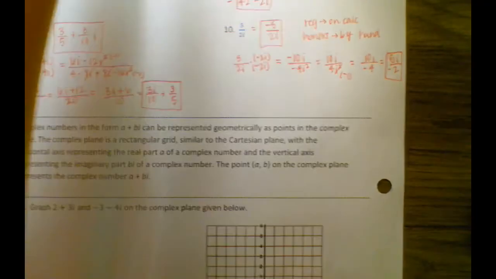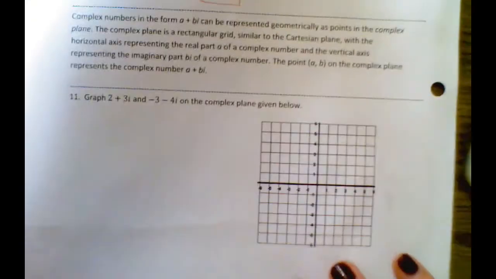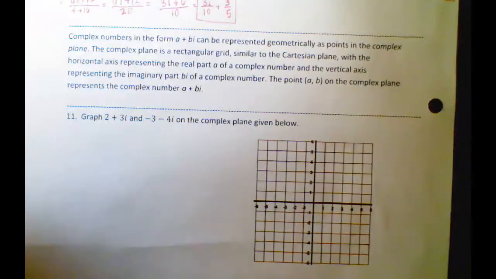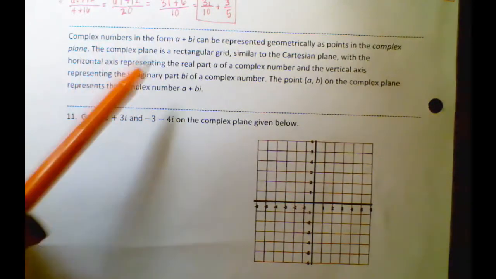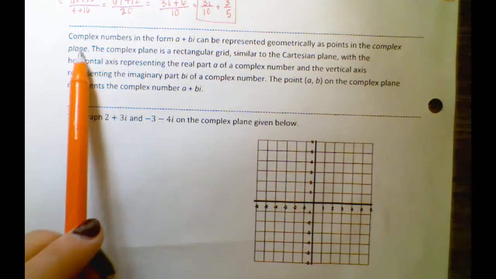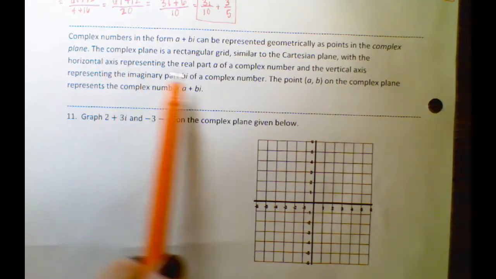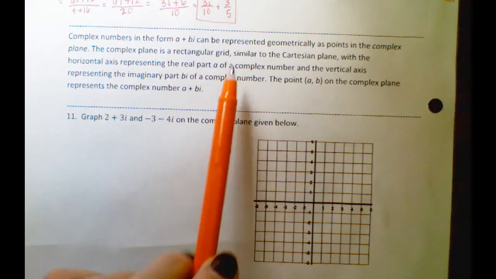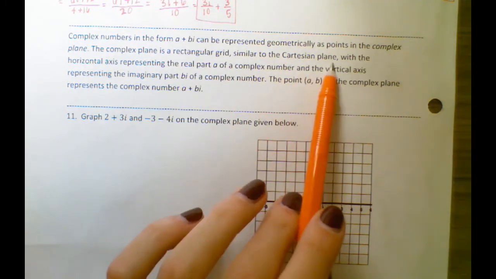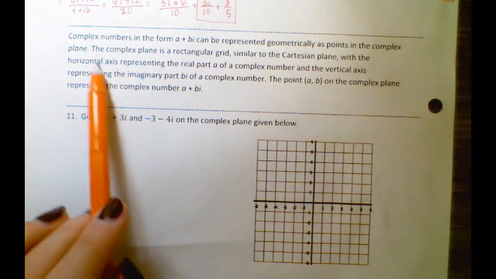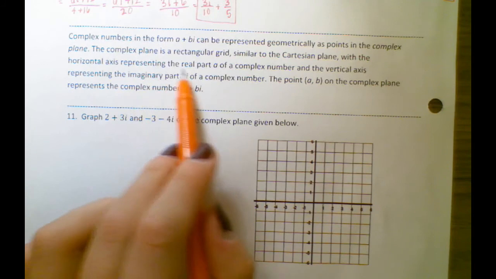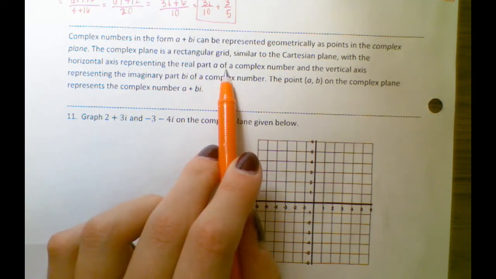Alrighty. So that's operations with complex numbers. Now, the last thing we're going to do is graph here. Okay? Complex numbers in the form a plus bi can be represented geometrically as points in the complex plane. The complex plane is a rectangular grid, similar to the Cartesian plane, meaning like xy, with the x-axis representing the horizontal axis, representing the real part, which is a.